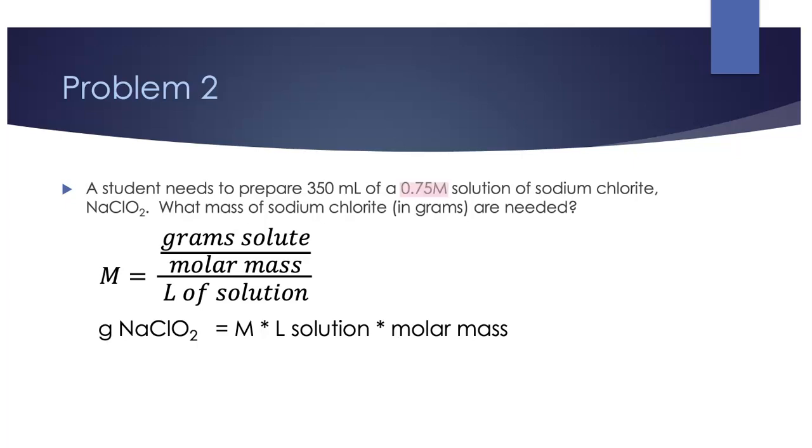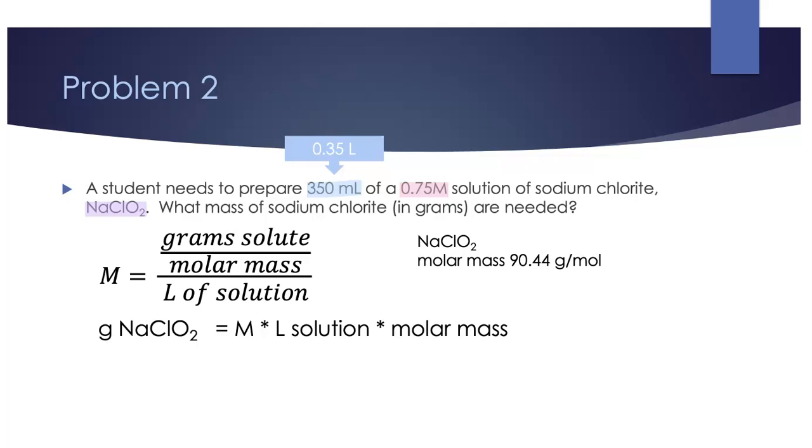So I know that my molarity is 0.75 molar, and I'm noticing that there are 2 sig figs in that value. The volume of the solution we're given as 350 milliliters, but again, we have to remember to convert that into liters. That's 0.35 liters, and that has 2 sig figs. And we also know NaClO2 has a molar mass of 90.44 grams per 1 mole. So we have all the information we need.